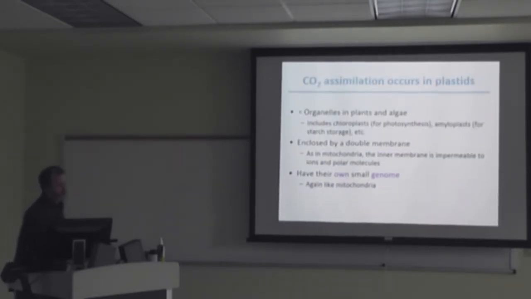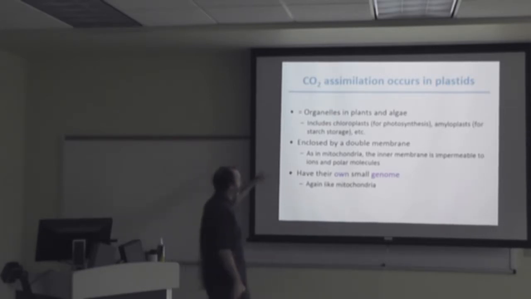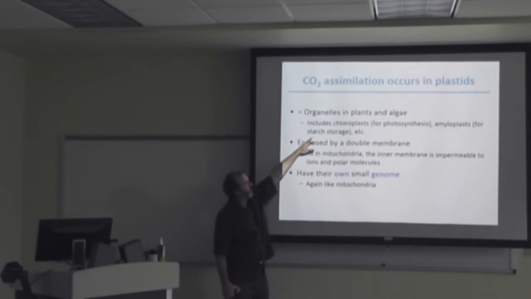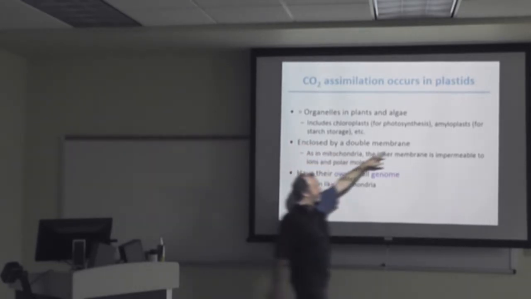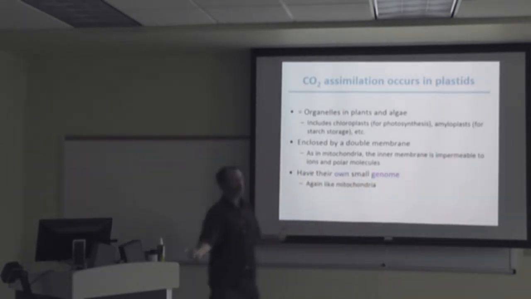So carbon dioxide assimilation occurs in the plastids. They're the organelles in plants and algae, including chloroplasts for photosynthesis and amyloplasts for starch storage. So amyloplast, you've heard of amylopectin or amylose. Those are starches, which should make it easy to remember. Amyloplasts are for starch storage.